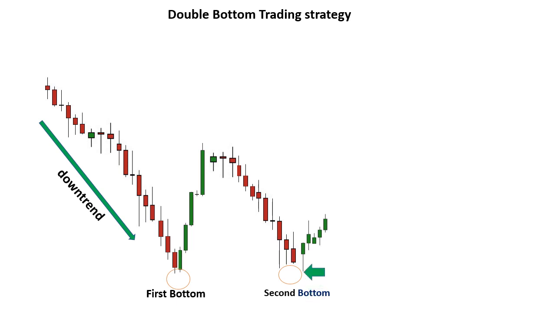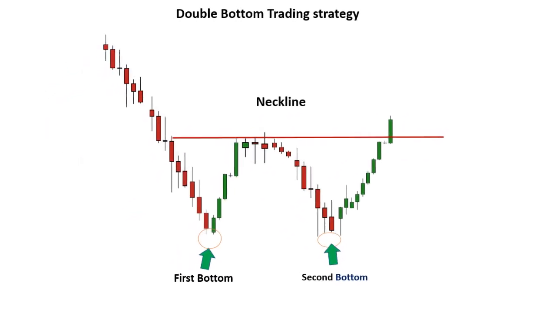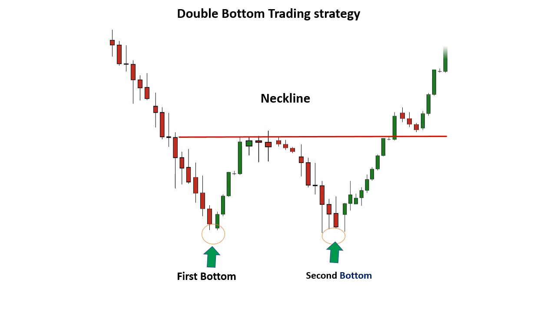Notice how the second bottom wasn't able to significantly break down the first bottom. This is a signal that the selling pressure is about finished, and that a reversal is about to take place. The price broke the neckline and made a good move up. See how the price jumped by almost the same height as that of the double bottom formation.